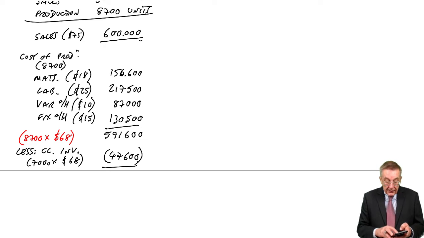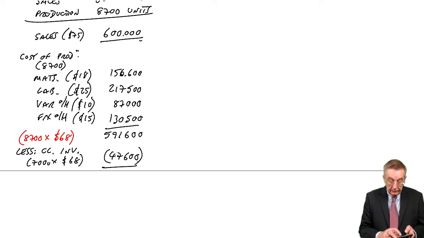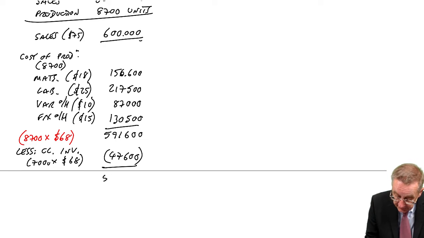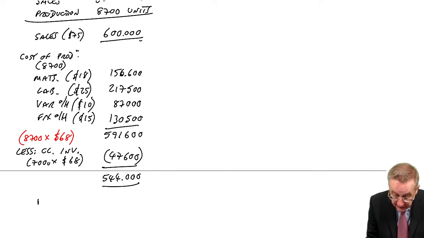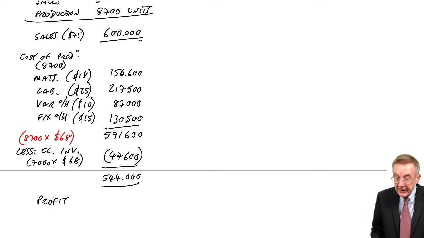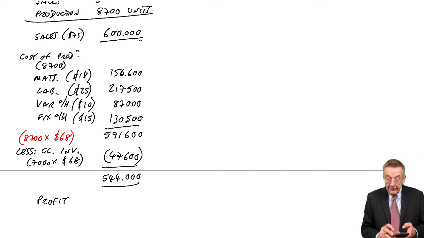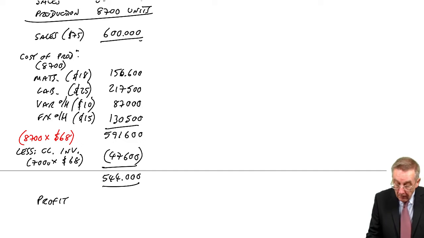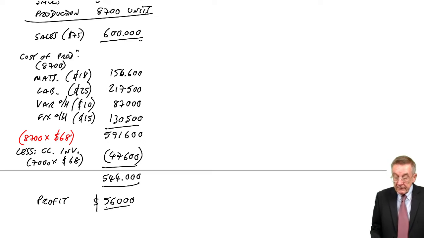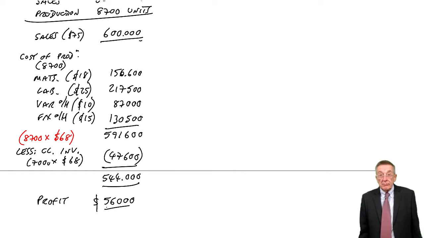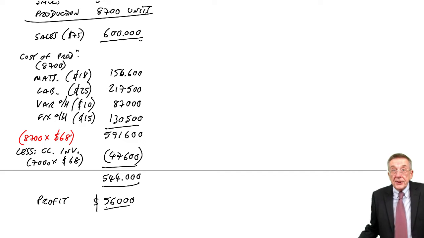giving a cost of sales of 544,000, and therefore a profit, the original budgeted profit, 600 less 544, 56,000. Which I already knew. But you know, if you're ever asked to write up a full profit statement, there we are. Although obviously only do it if you've been asked for it.